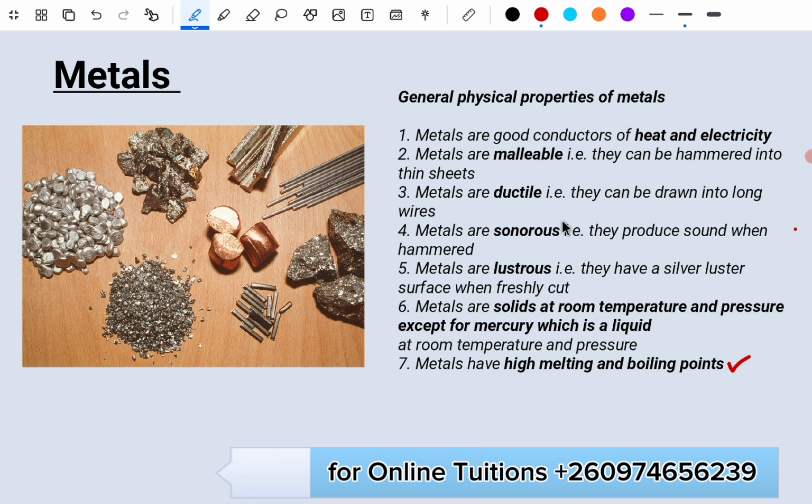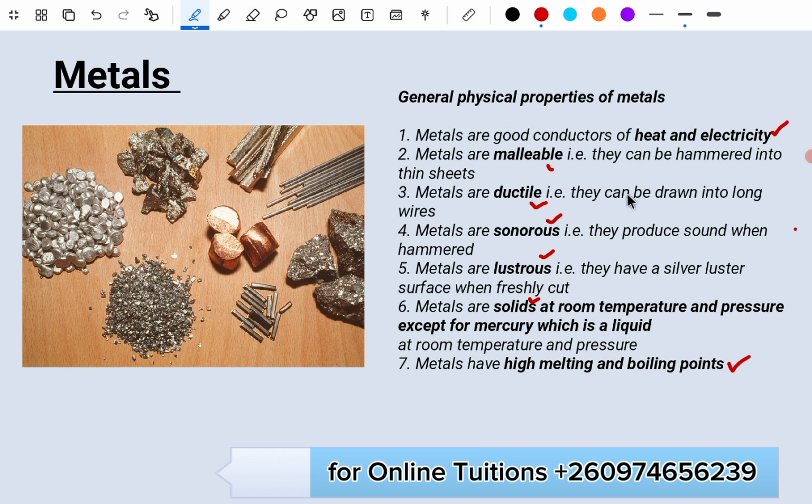Okay, and also you need to know these that I've highlighted in deeper black or bold. Just remember heat and electricity, they're malleable, they're ductile, sonorous, lustrous, and they're solids at room temperature. That will give you a good start when you are trying to discuss these metals. So these are the general properties of metals.